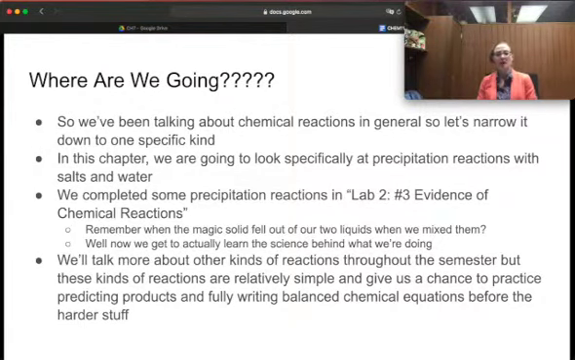In this chapter, we're going to look specifically at precipitation reactions with salt and water. We actually did some of these chemical reactions in lab, in our lab 2, the evidence of chemical reactions lab. Remember when the magical solid fell out of solution and it looked like it was snowing in your reactions? We're actually going to get to learn the science behind what we're doing and why it works the way that it does now, which is kind of exciting.